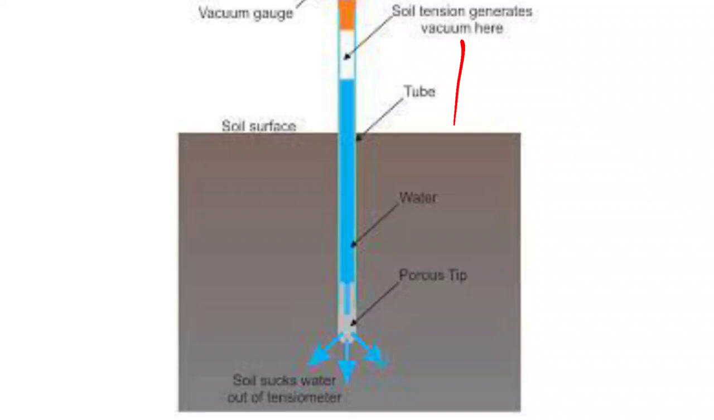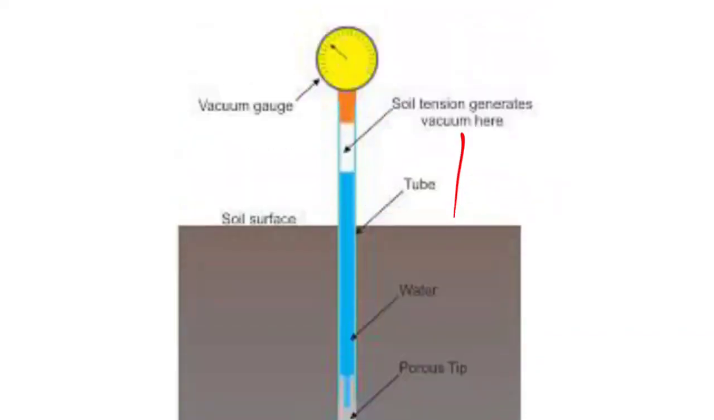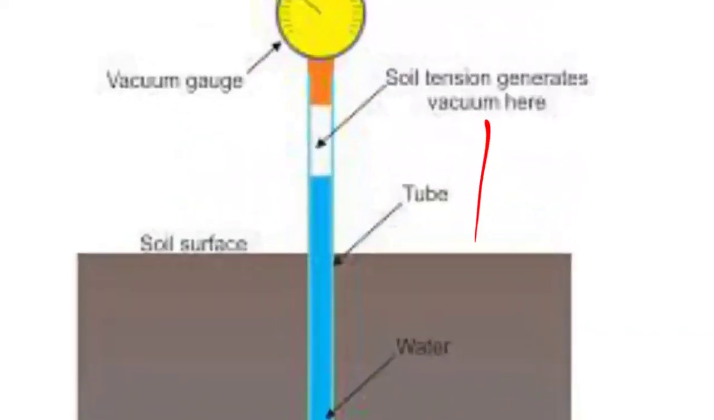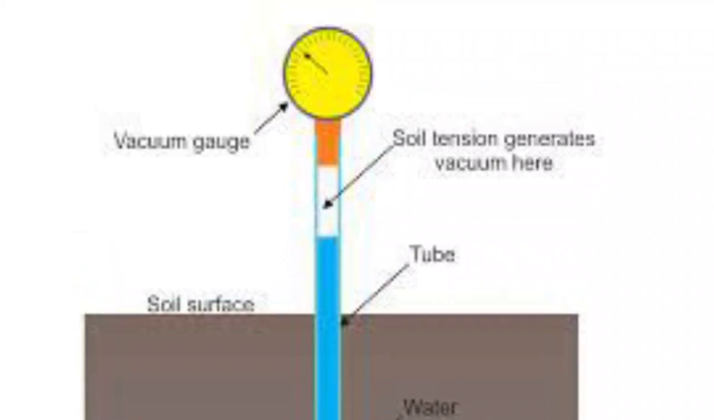As water enters through this porous cup, it will create a vacuum here. This water goes down and a vacuum is created, and this vacuum is measured on the vacuum gauge, or we can say pressure gauge. So this is the simple operation of the tensiometer. We can measure the soil moisture tension by using a tensiometer.